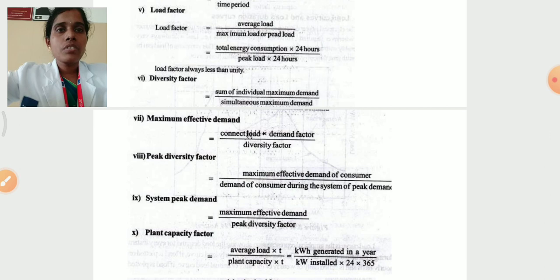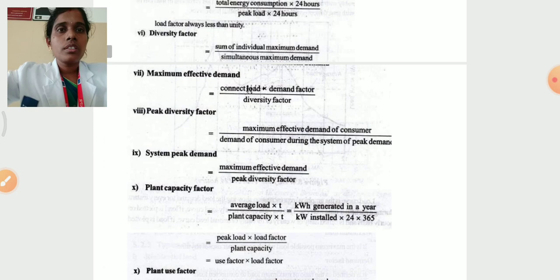Then peak diversity factor is calculated as the maximum effective demand of the consumer to the demand of the consumer during the system peak demand. Then system peak demand is calculated as the ratio of maximum effective demand to the peak diversity factor. Plant capacity factor is one of the most important factors for the load consumption calculation.